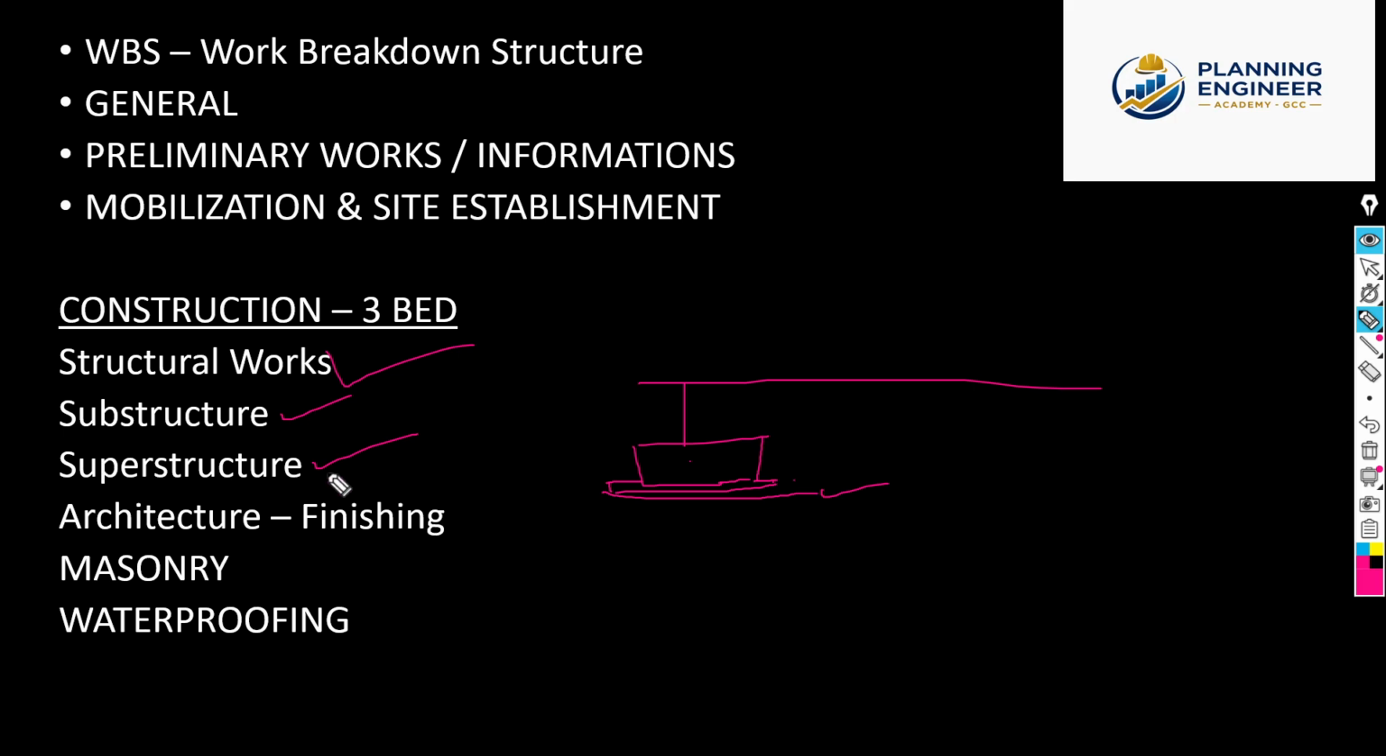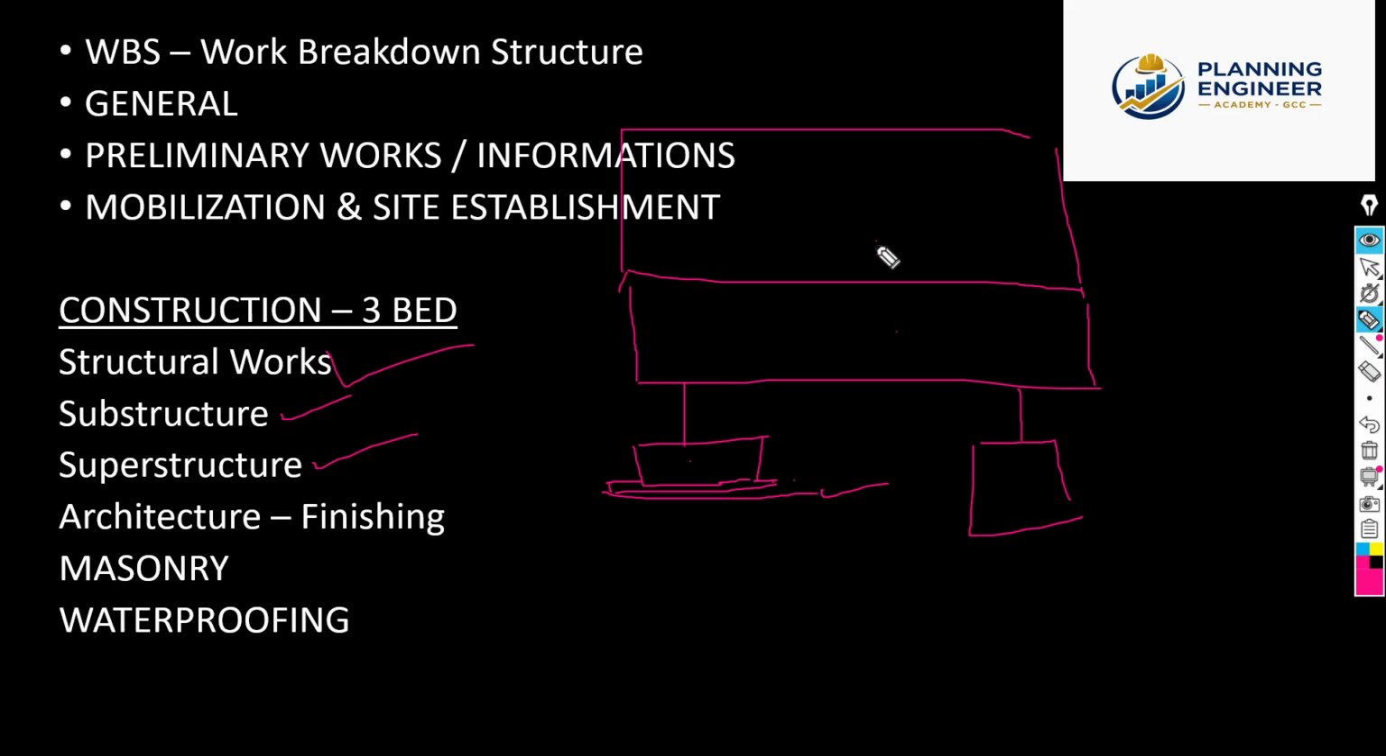And then we come to the superstructure. So what is the superstructure? Once we cross the ground level, we enter the superstructure phase. This is where the building starts to take shape vertically. This is the footing and this is the elevation of the building, the first floor, second floor, like that. Just you have to assume. So this is where the building starts to take shape vertically. You can say that.